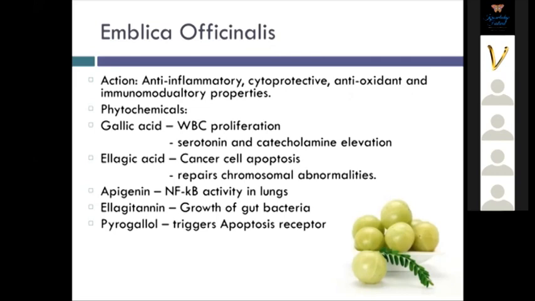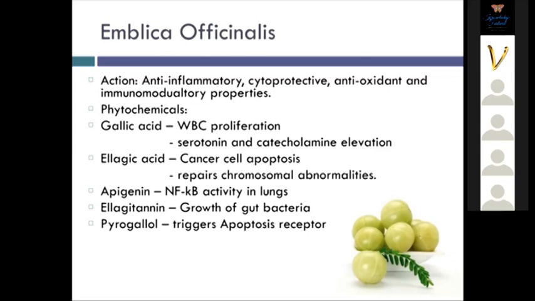Now we talk about apigenin. Apigenin helps to reduce the NF-kB activity in lungs. What is NF-kB? It is a transcription factor which is much required in the immune process. NF-kB is the nuclear factor kappa B transcription factor. Why is it particularly located in the lungs? Because it has a systemic aspect, and it works in a systemic process.